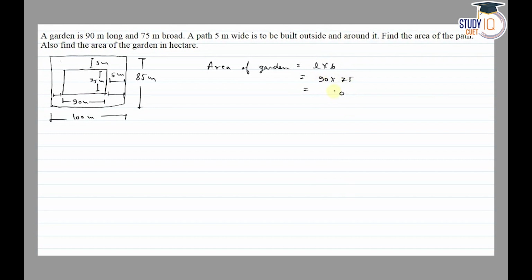5 into 9 is 45, 7 into 9 is 63 plus 4 is 67, so 6750 meter square. And the area of the garden and path together is equal to L into B. So here it will be 100 into 85, which is equal to 8500 meter square.